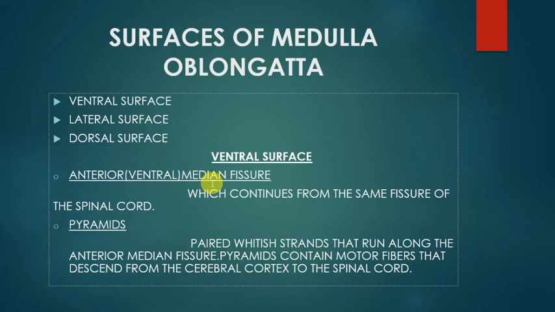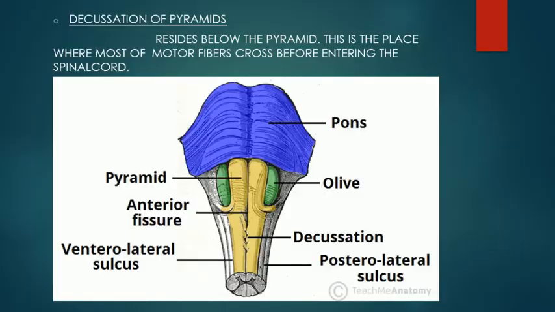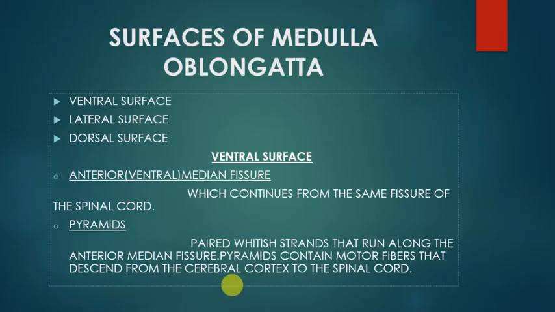Second one is the pyramids. Pyramids are paired, whitish strands that run along the sides of the anterior median fissure. Here is the pyramid. Pyramids contain motor fibers that descend from the cerebral cortex to the spinal cord.